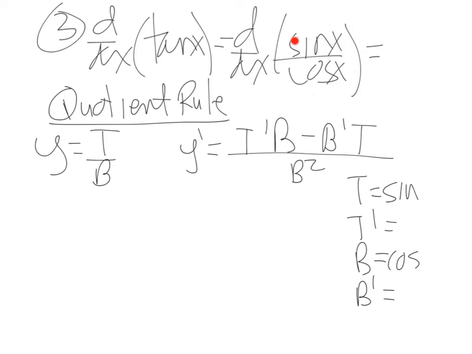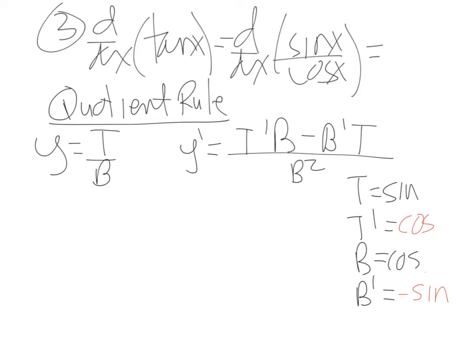Sine over cos is a quotient. There's division there, so I need to use the quotient rule. If a function is top divided by bottom, then the derivative is top prime multiplied by the bottom minus bottom prime multiplied by top, all over the bottom squared. The top is sine, the bottom is cos. So now we can use our knowledge that the derivative of sine is just cos, and the derivative of cos is negative sine.